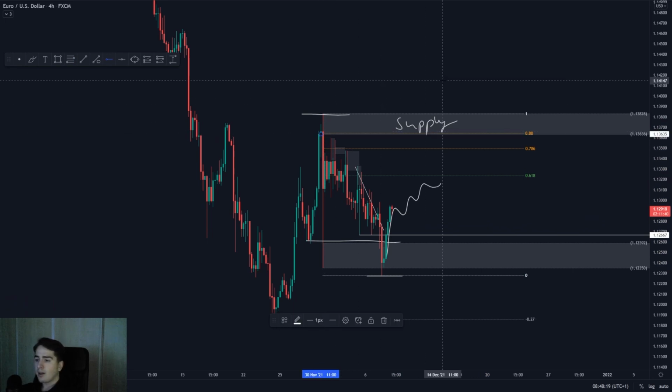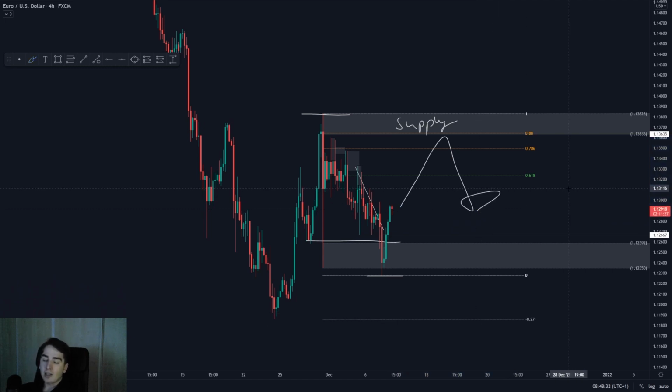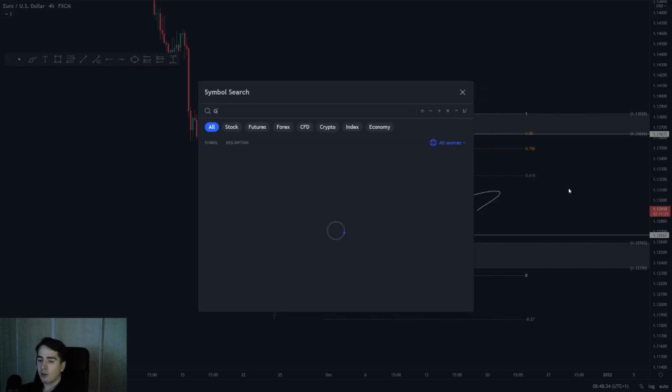over here at around 1.13635, excuse me. So if we are looking for shorts, then I'll be waiting for euro dollar to head up in towards my area of supply. From there, I will be looking for potential shorts back down in towards the downside. So yeah, that's euro dollar. Let's go to our next pair, which is pound dollar.